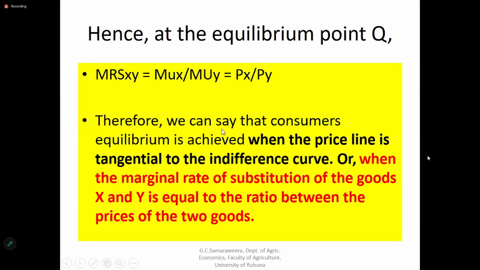So now you know how this equation came and what is the rationale behind it. So we can say that consumer's equilibrium is achieved when the price line is tangential to the indifference curve, or when the marginal rate of substitution of goods X and Y is equal to the ratio between the prices of these two goods. Okay. So is it clear, that equilibrium point?